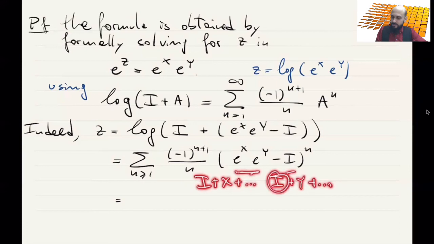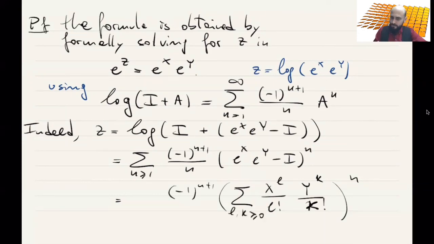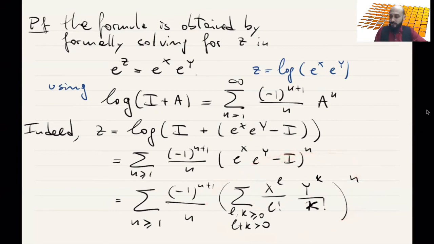The sum will cancel the identity, and then what is left is, so I can write it as the sum of x to the l, with l factorial, y to the k, with k factorial, and the rest. So this is for l and k greater than or equal to 0, and none of them is 0. So now you can expand this other product and obtain the formula that I claimed.